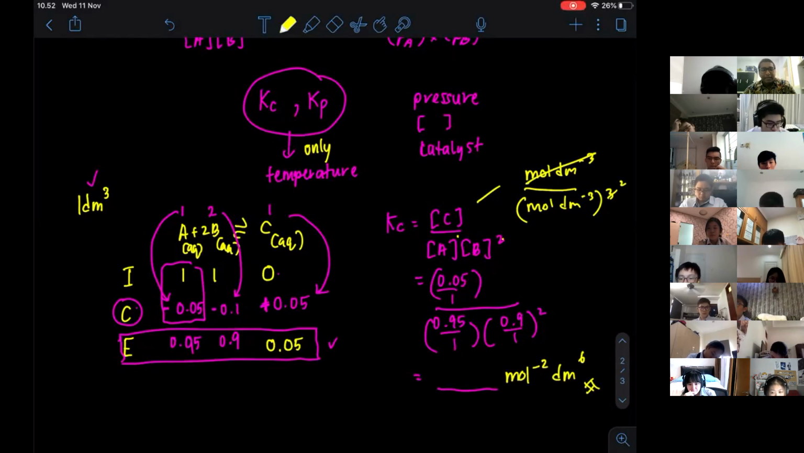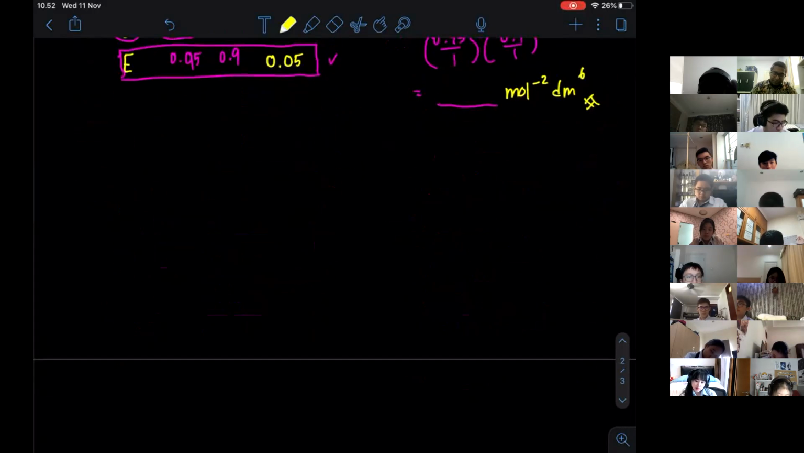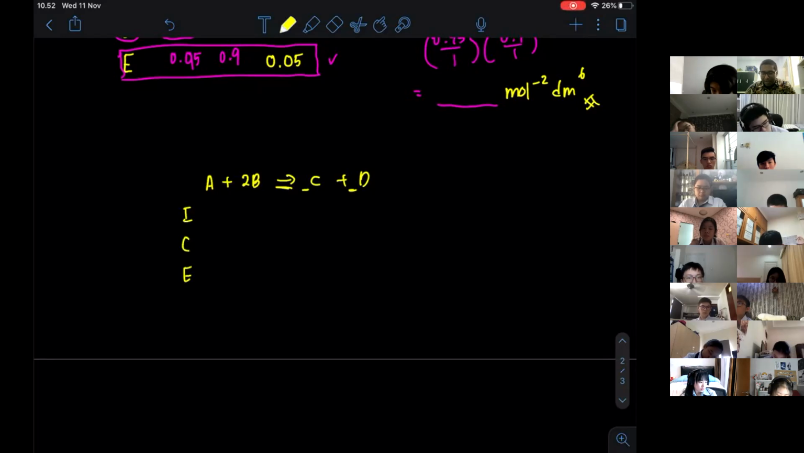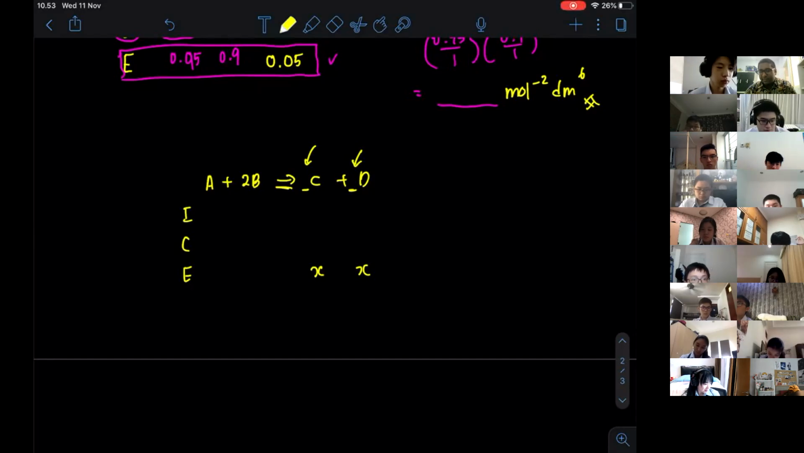So all these calculations and so on, please remember this. And I have also mentioned related to ICE, for example, if you have A plus 2B to give you C and D, and the number of moles are the same, then when we apply ICE, please remember that at equilibrium, all the time, you will have the same value for C and D. If your number of moles over here are the same, you can just put X and X. They are going to be the same.